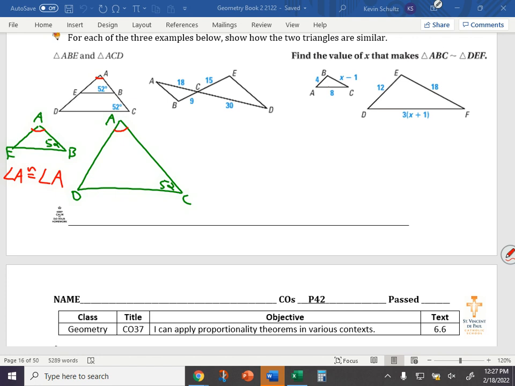And then the two angles that are marked here, that's our second pair of congruent angles. So these triangles are similar because of angle, angle.